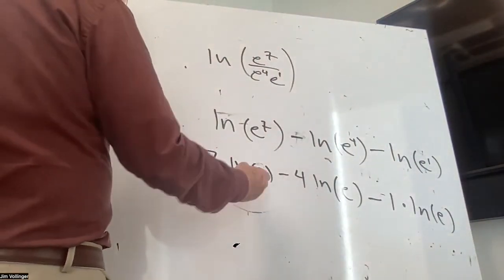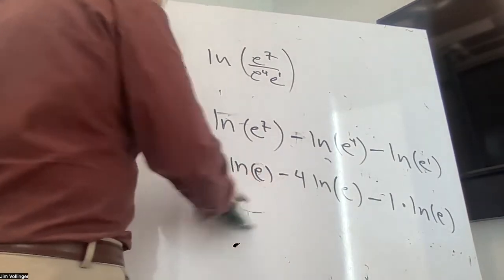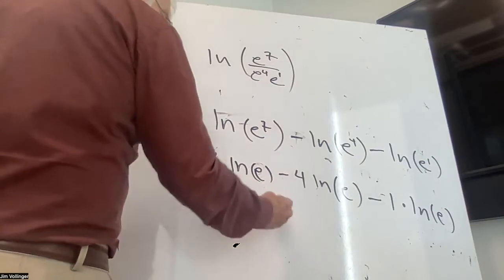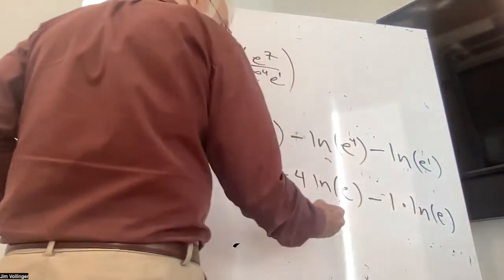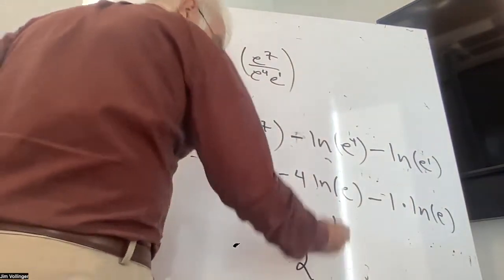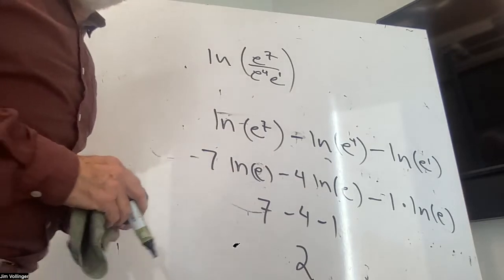That exponent, 1, can go in front of that. And I know what ln of e is. What do you put on top of e to get e? That's a 1. Which means this is 1 times 7, which is 7. This is 1 times 4, which is 4. This is 1 times -1, which is -1. And there's our 2 again. That's from the rules of logs.